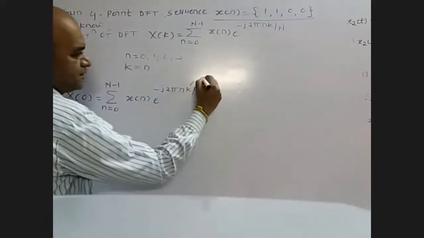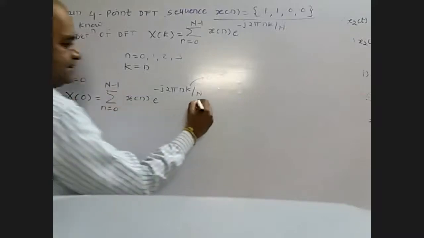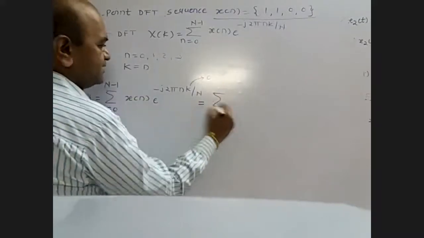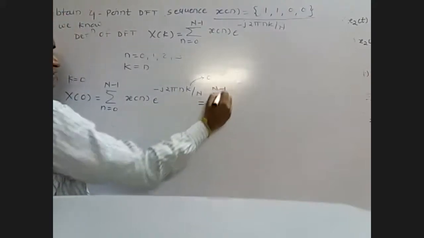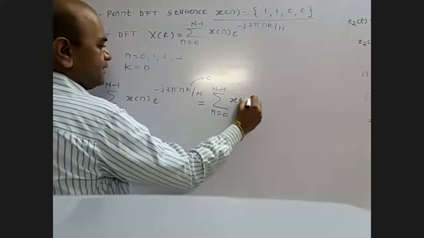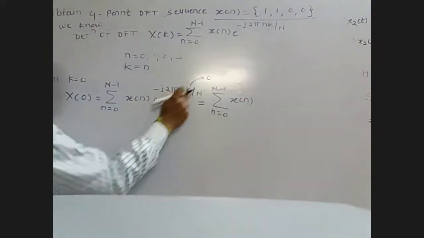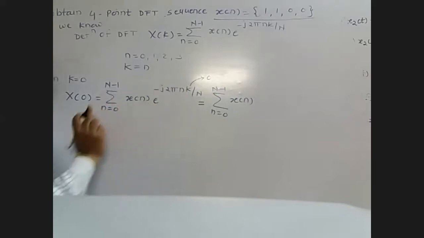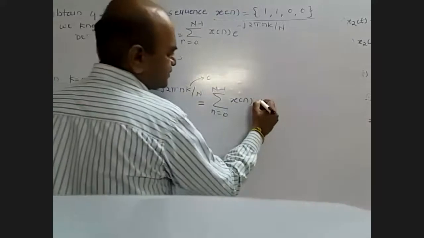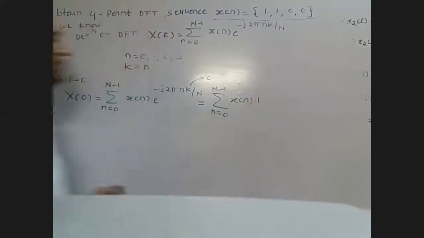Now we put the value of k as 0. I am again rewriting this expression: summation of n is equal to 0 to n minus 1 x of n. Now if you put the value of k equal to 0, this exponent term will be 0, so e raised to 0 is nothing but 1.